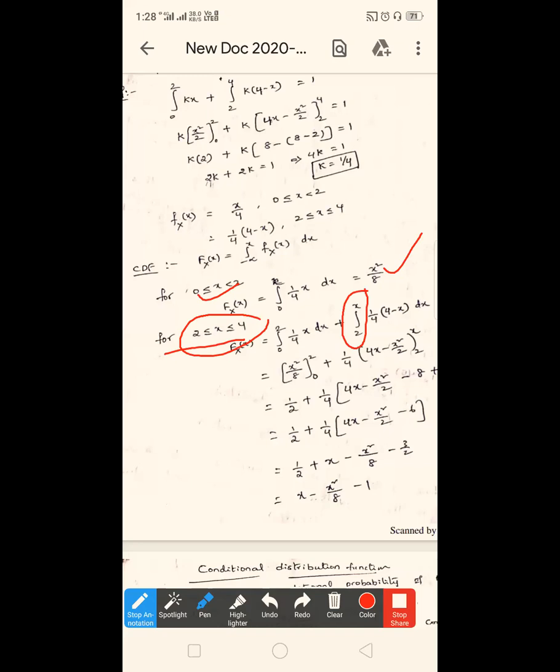That's why you have to add the previous values also. What are the previous values of this range? 0 to 2 only, na? So here you have to consider this range also.